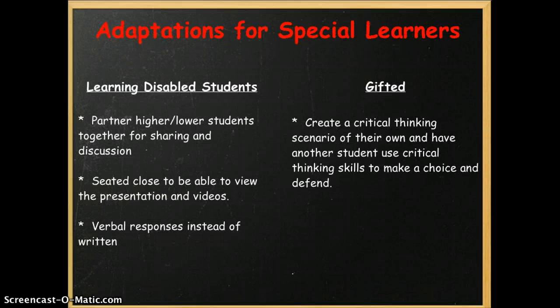There are several adaptations for different learners for this lesson. Students who struggle with learning could be paired with a higher level student for the sharing and discussion times. Students with visual or attention difficulty will need to be seated with a clear view of the presentation screen and the videos. Students who struggle with writing could give responses or have their thoughts scribed. Higher level learners could create scenarios and challenge each other to defend their cases.